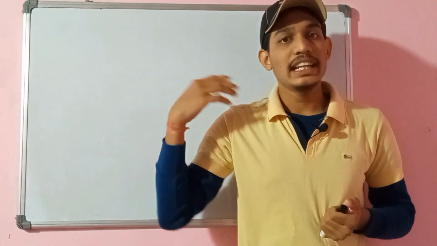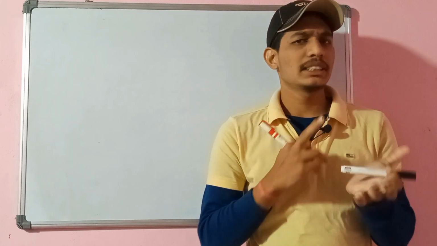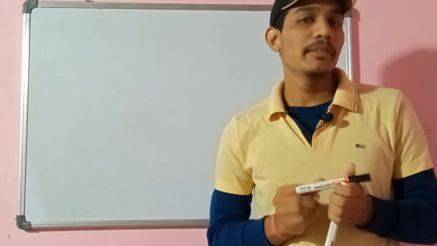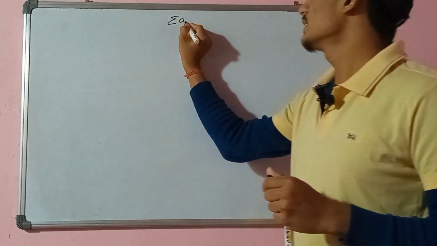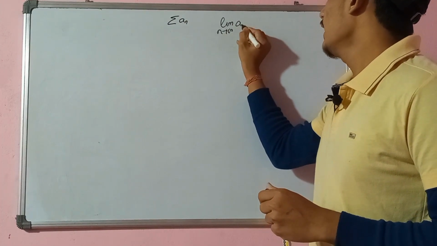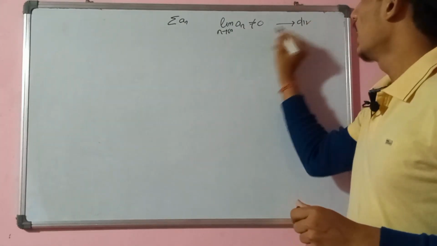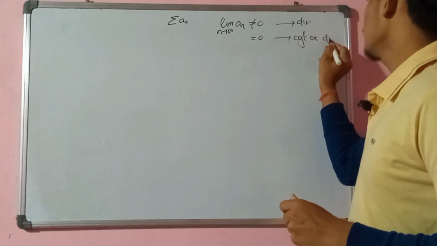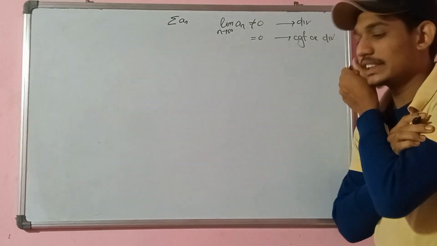So in the last class we started the topic infinite series, and we discussed the basics: when my series will be convergent, when it will be divergent. Also, if you remember, we discussed one small thing. If aₙ is a series and limit n tends to infinity of aₙ is not equal to 0, then my series is divergent. And if it is equal to 0, then it may be convergent or divergent. Hopefully you remember this one. So let's solve one example based on this.